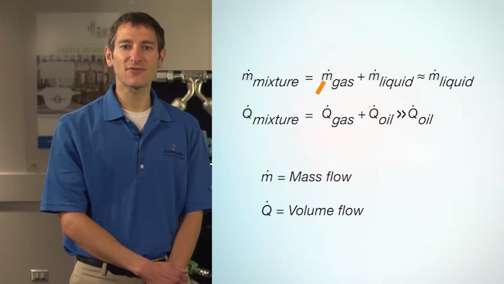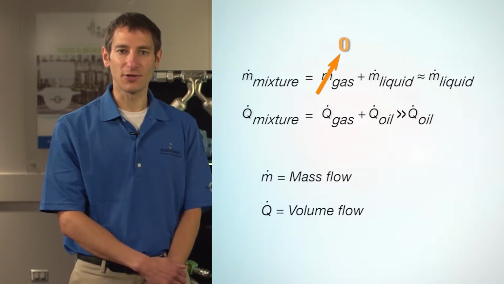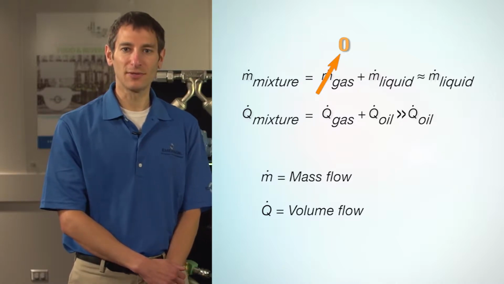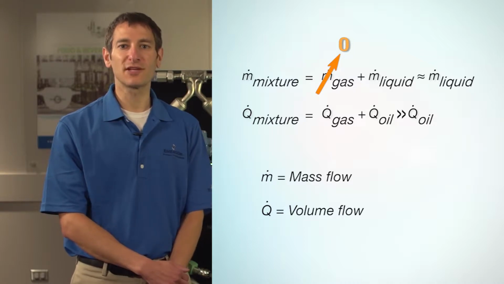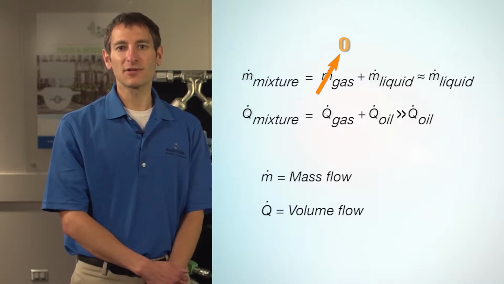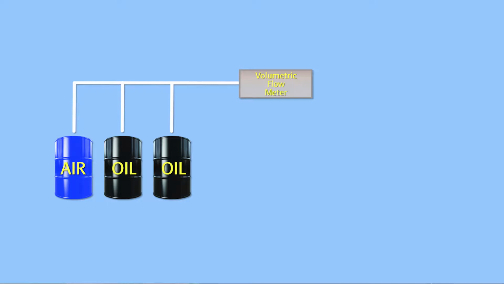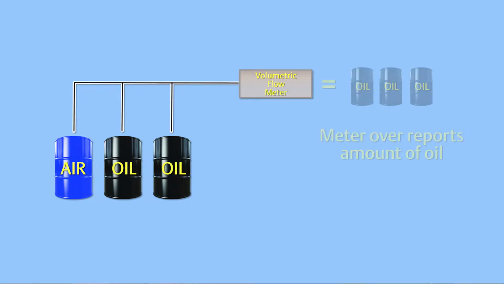In the case of mass flow measurement, the mixture mass flow, which we measure, is nearly identical to the liquid mass flow because the mass of the gas is negligible. The same is not true for density and volume flow. For example, if 2 barrels of oil and 1 barrel of air flow through a volumetric flow meter, the meter will simply measure 3 barrels, and thus will over-report the amount of oil.